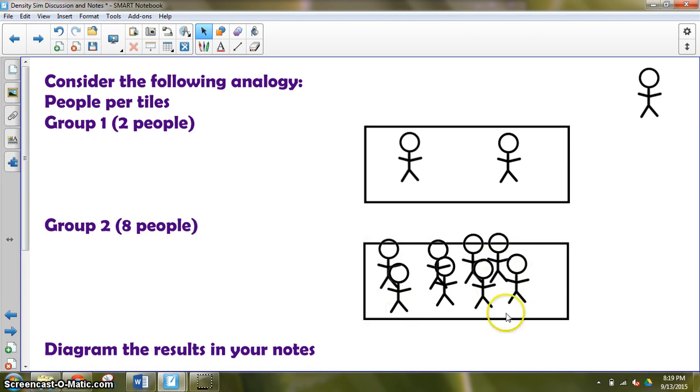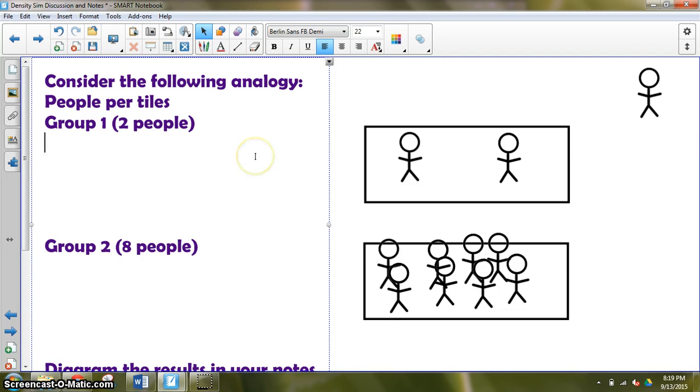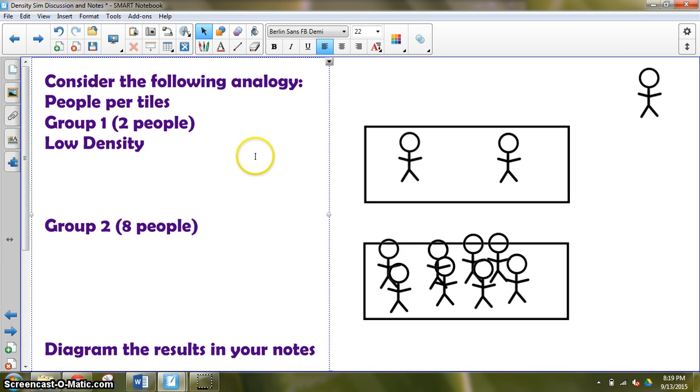So one of the things I'd like you to do is draw a diagram in your notes of the results of this, just to give yourself kind of a picture diagram to reference when we talk about that. And for each, go ahead and label low density and high density.